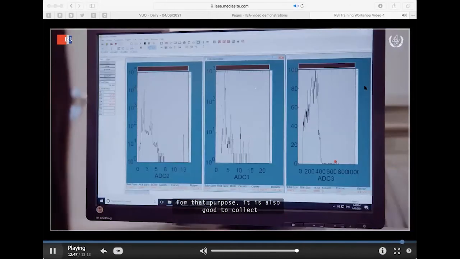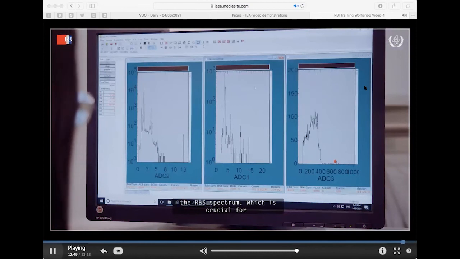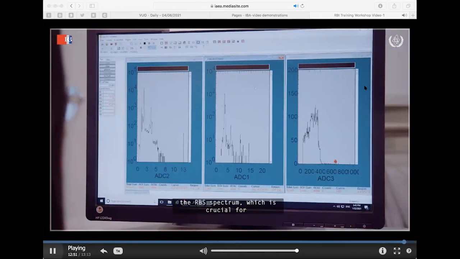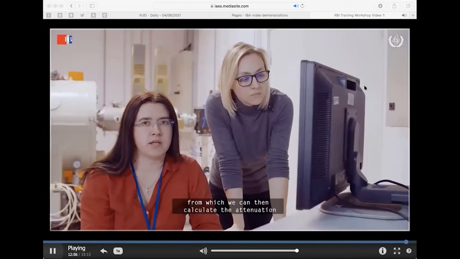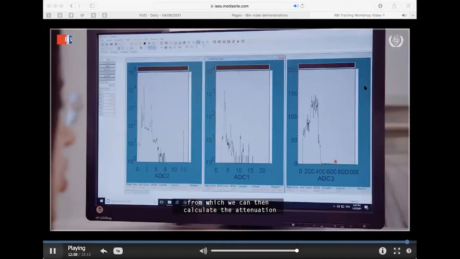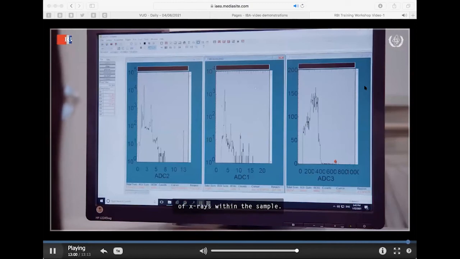For that purpose, it is good to also collect the RBS spectra, which is crucial for determination of matrix composition, from which we can then calculate the attenuation of X-rays in the sample.